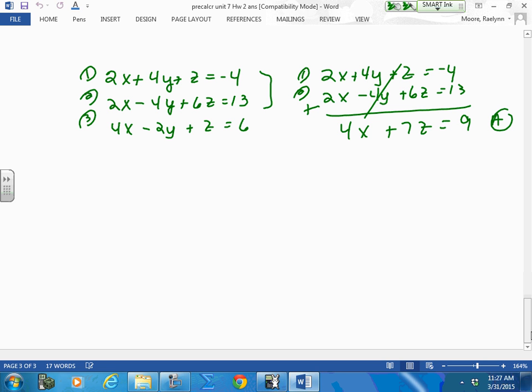Okay? Now I got to pick another 2 and eliminate the same variable, because I'm going to come up with 2 equations with 2 variables. So pick another pair. 1 and 3. And you picked 1 and 3 because they're different signs. That makes life easier. Why have to multiply by a negative if you don't have to?